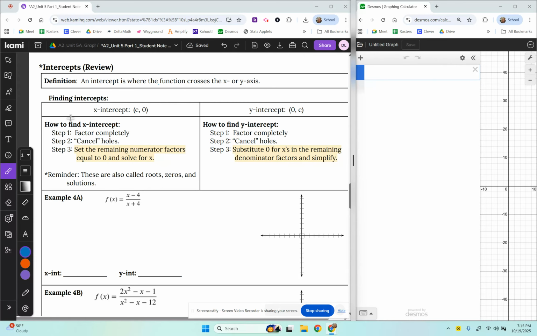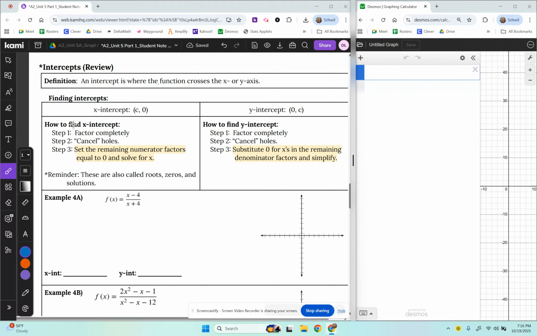Alright, so finding an intercept, remember intercepts are where the function crosses the X or Y axis. So we are looking for those locations where either the X value is equal to 0 and we are crossing the y-axis, or the y value is 0 and we're crossing the x-axis. Okay, so just remember it's the opposite.